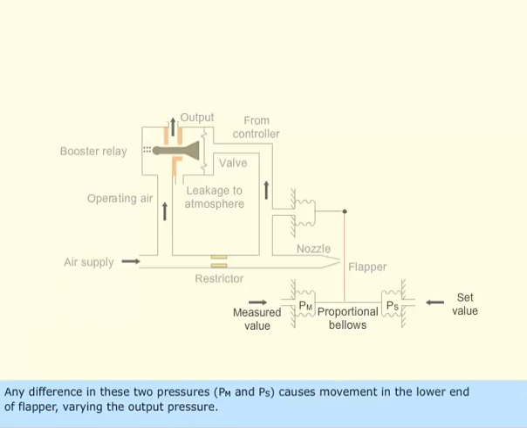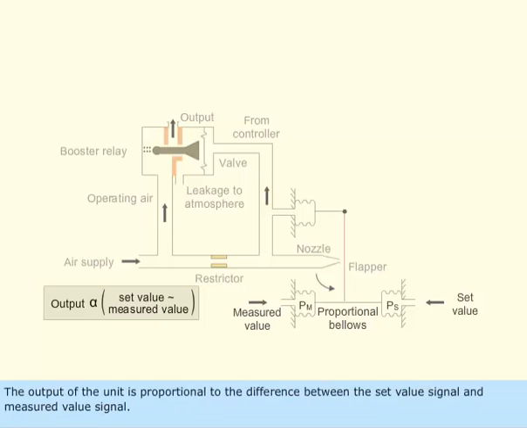Any difference in these two pressures, P sub m and P sub s, causes movement in the lower end of the flapper, varying the output pressure. The output of the unit is proportional to the difference between the set value signal and measured value signal.